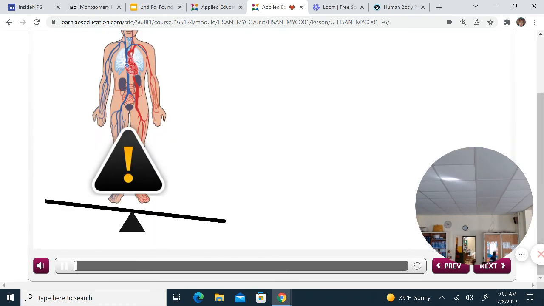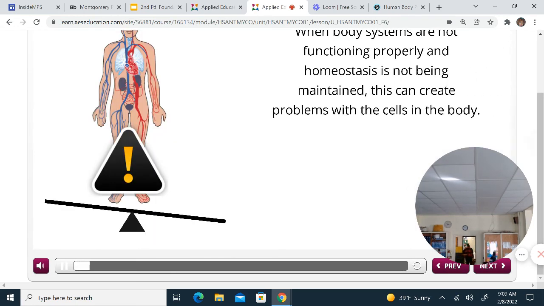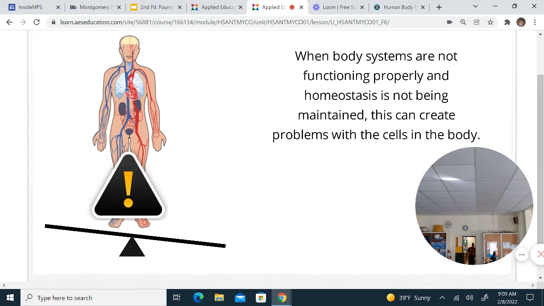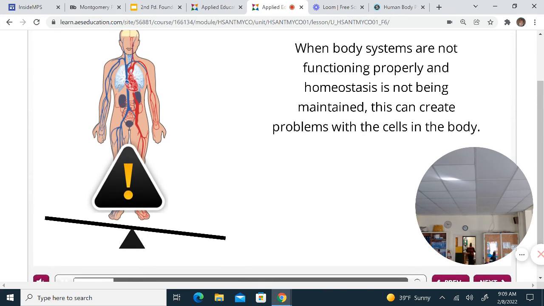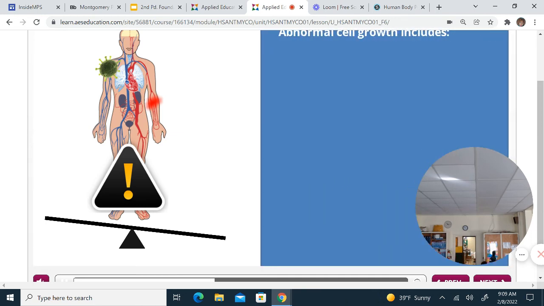Right. When body systems are not functioning properly and homeostasis is not being maintained, this can create problems with the cells in the body. For example, trauma from an injury can affect cells in the body. Decreased blood flow and lack of oxygen may cause cells to die. Bacteria and viruses may also lead to cell death. Injured cells, instead of dying, may follow abnormal patterns of growth.